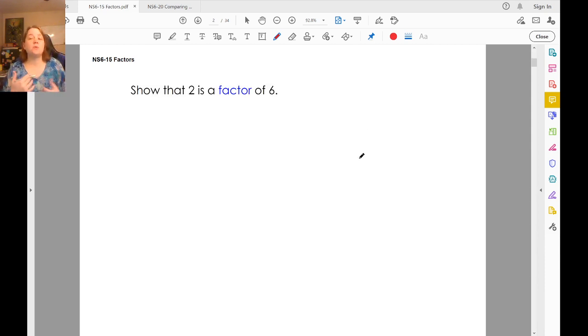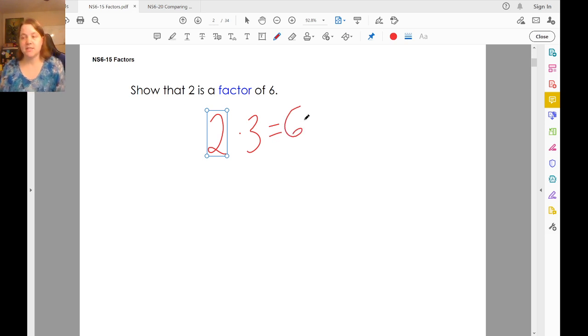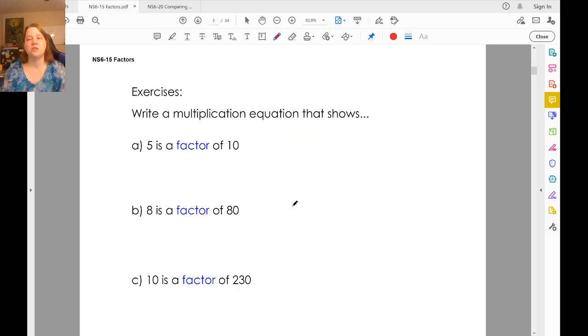So if we want to show that 2 is a factor of 6, we would show a multiplication sentence. 2 times 3 equals 6. There we go. We just showed that 2 is a factor of 6. We could also show 6 divided by 2 equals 3. Most times people are probably going to use multiplication.